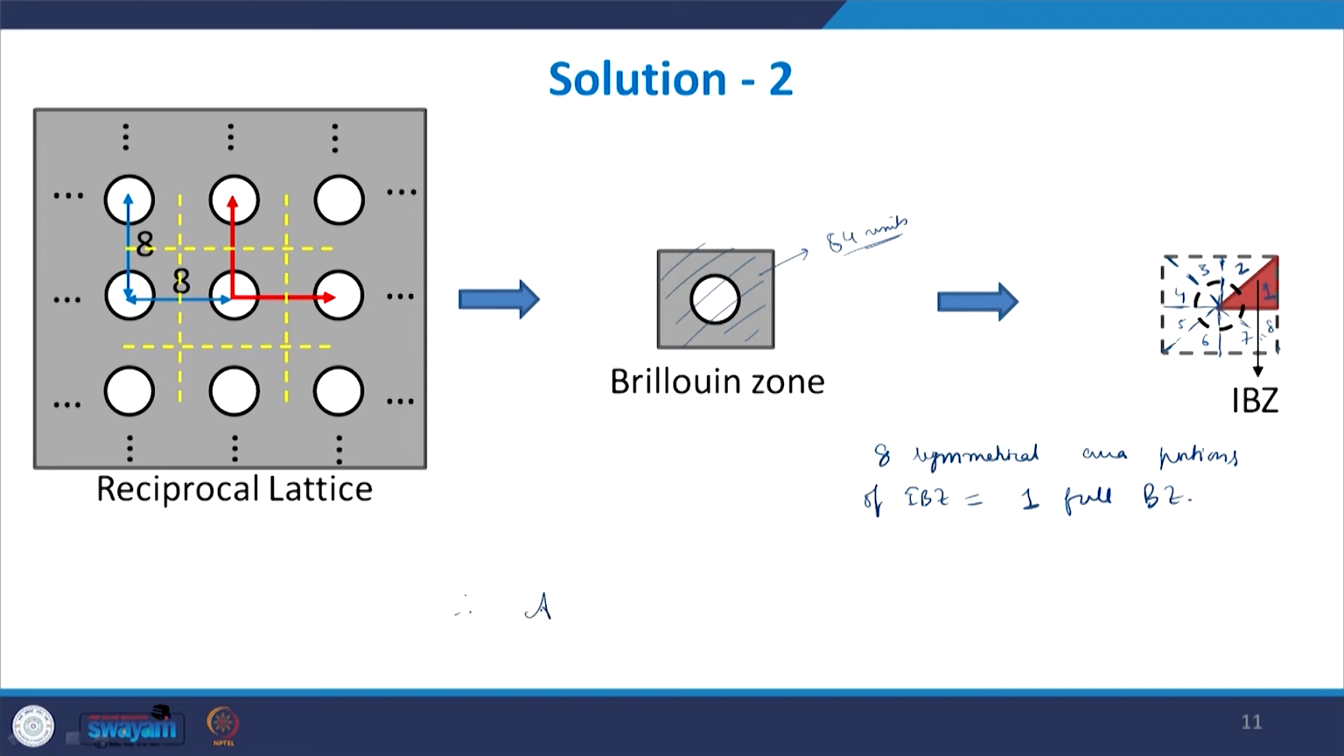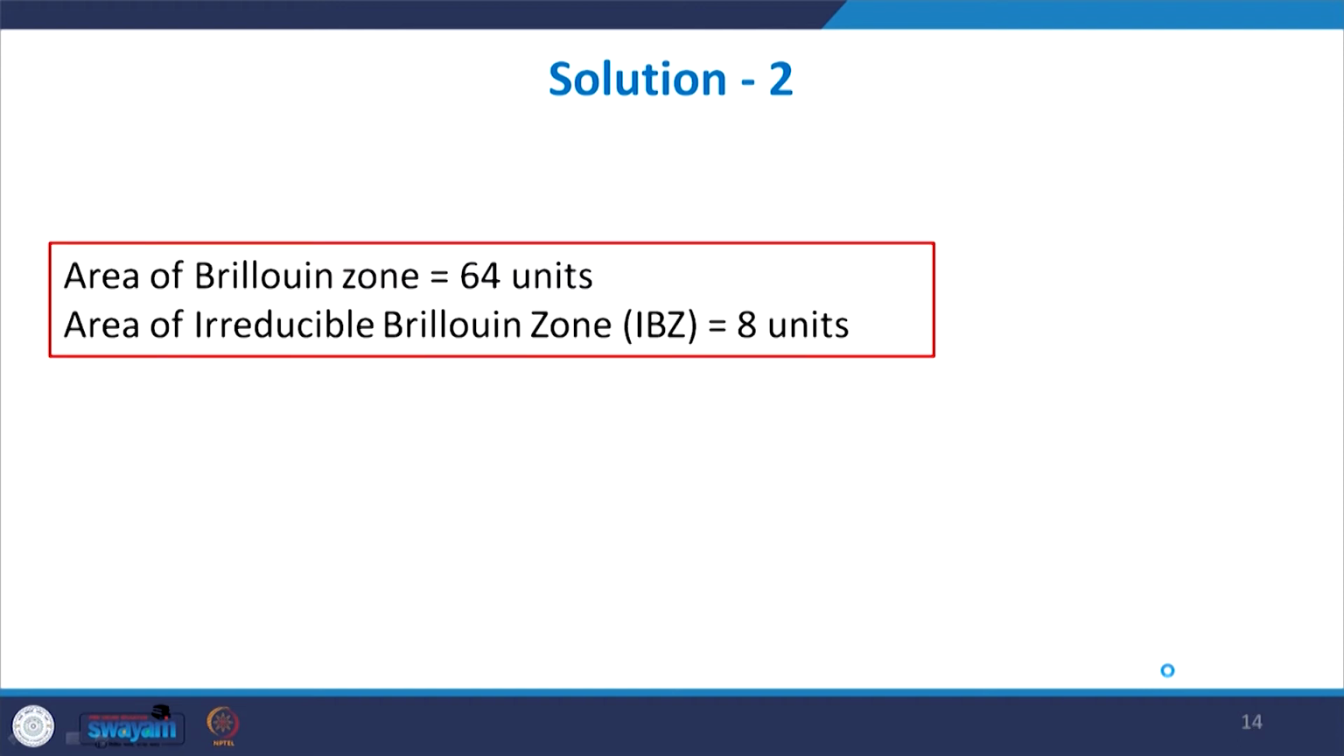Therefore the area of the IBZ will be what? It will be 1 by 8 times the area of the Brillouin zone, which will be 1 by 8 into the area, which is 64, which is again 8 units. So it was a simple and straightforward question, provided you know how to create the Brillouin zone and the irreducible Brillouin zone. So let me just directly go to the solution. So this is the solution. Area for the Brillouin zone is 64 units and area for the irreducible Brillouin zone is 8 units.